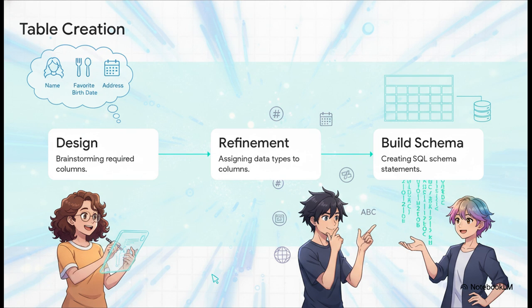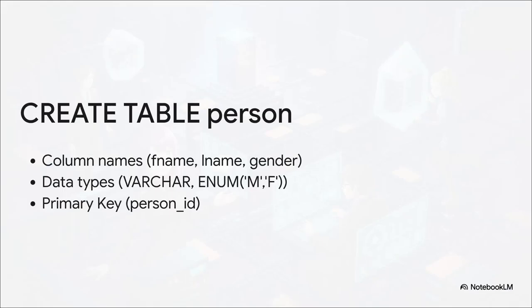Step 2 is refinement. This is where we take those specific data types we just talked about and assign them to our brainstormed list. And finally, step 3 is building the SQL schema statements. This is the cool part where we translate our refined blueprint into the actual language the database understands. So here's the anatomy of a create table statement for our person table in action. And notice how it almost reads conversationally once you get the hang of the syntax. We define our column names first: first name, last name, gender. Then we pair them up with our data types.